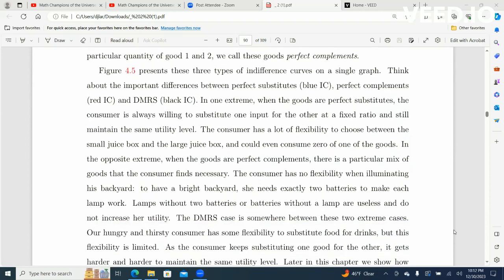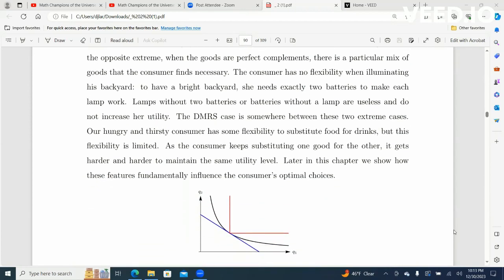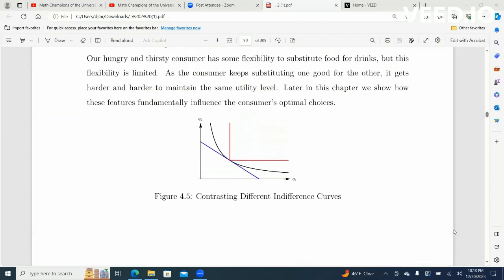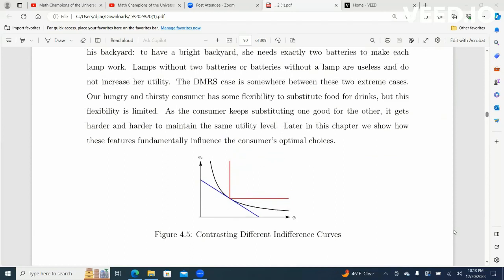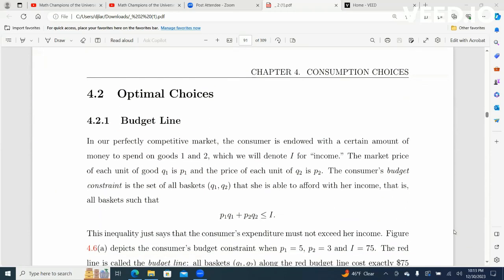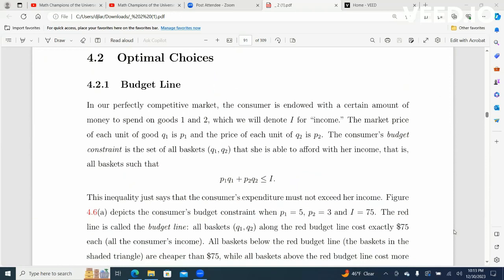And then figure 4.5 does a comparison between the three, where it says blue, red, black. Okay, so they're just comparing the three right there. Okay, so we'll continue in the next video. That was basically indifference curves continued. I'm always getting ahead of myself, talking about the budget line, but now the book actually introduces the budget line in the next video.